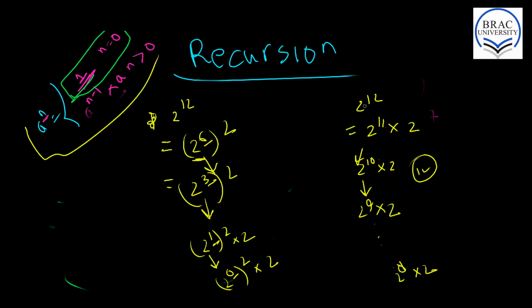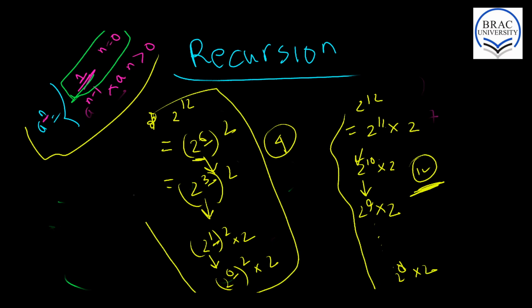Previously you have seen that this linear approach takes 12 steps, but this just takes 4 steps. So this is much more convenient and faster in terms of computational complexity. So what we did here is, if n is an even number, since 12 is an even number, we just need half of its power. So if we just knew 2 to the power 6, we could just square it.